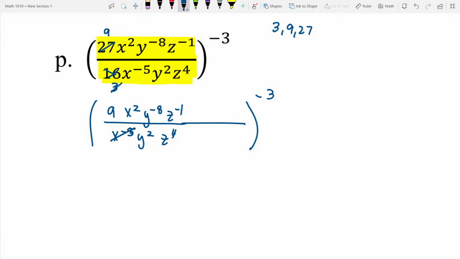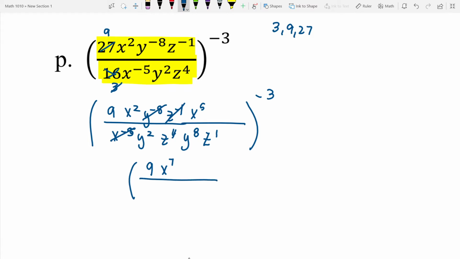This x to the -5th comes up and becomes an x to the +5th. You can't cancel the x, y's, and z's until they're positive. Please don't cancel until they're positive. Y to the -8 comes down and becomes a positive. Z to the -1st comes down and becomes a positive. So now I have a 9 on the top. Also on the top I have an x to the 7th.